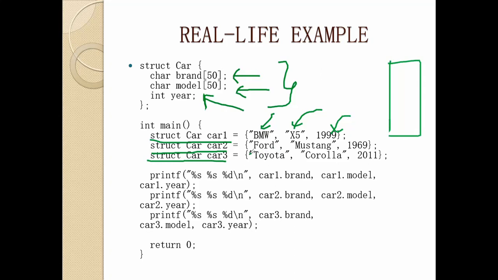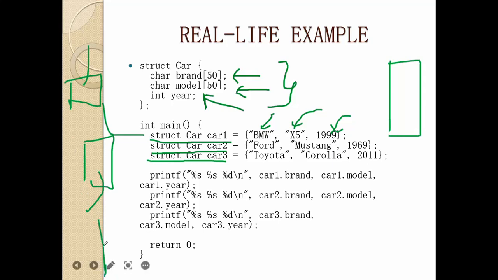And for car 2, the values are Ford, Mustang, and 1969. And for car 3, we have Toyota, Corolla, 2011. So these are related in a way that this is car 1, this is car 2, and each has its specific attributes of brand, model and year. Car 2 has different values for the attributes, and car 3 would definitely have different values that are defined here by the users.